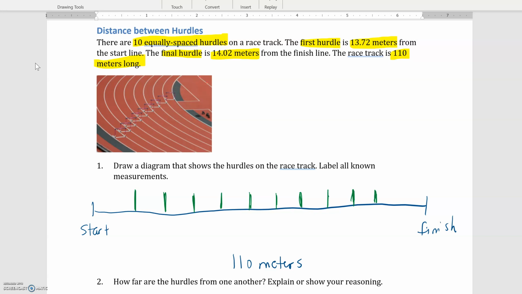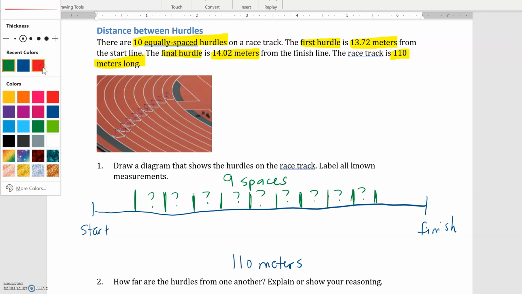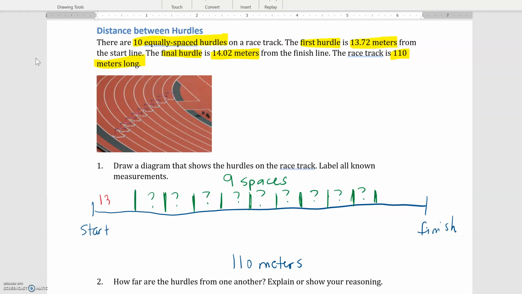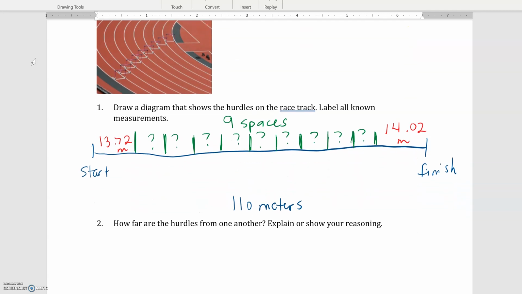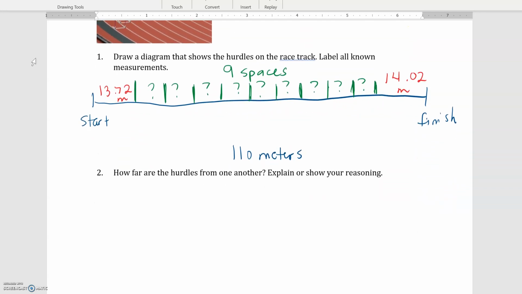And what we don't know is that there is some space between these hurdles. So I'm putting question marks there because we don't know what this is. And I see that there are 9 question marks, so there are 9 spaces that we don't know. We do know, though, that the first hurdle is 13 and 72 hundredths meters away from the start line, and the last hurdle is 14 and 2 hundredths of a meter from the finish line. So this is our picture that we're going to think about in answering the question, which is, how far are the hurdles from each other?